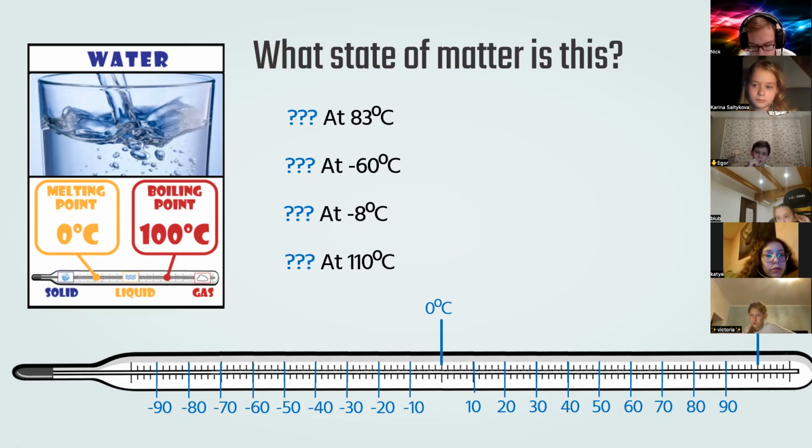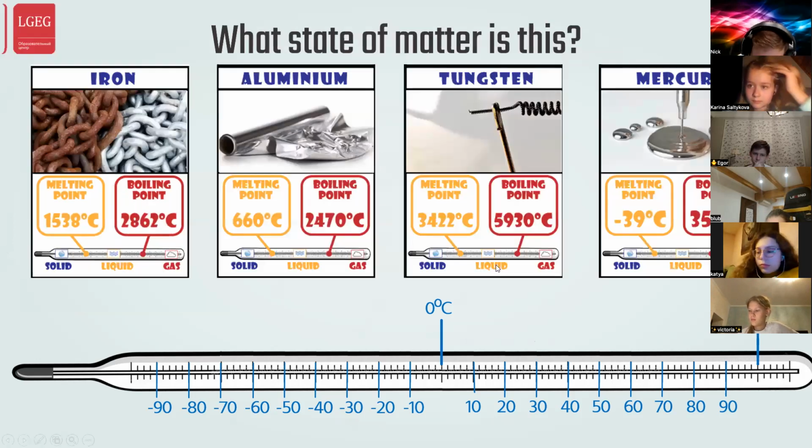Boiling. What is the state of water? Is it liquid? Do you agree? What do you think? Well, it's boiling point and it's evaporating. But the boiling point is at 100 degrees. At 110, what is the state? Okay, so gas. It's already gas at this point. Good job.